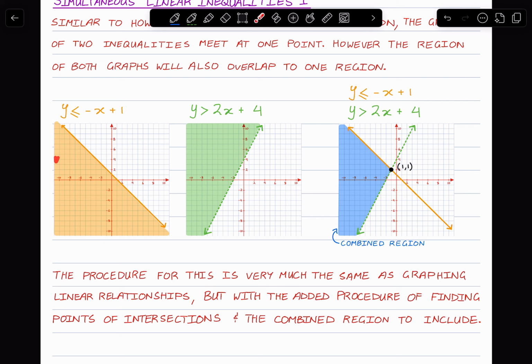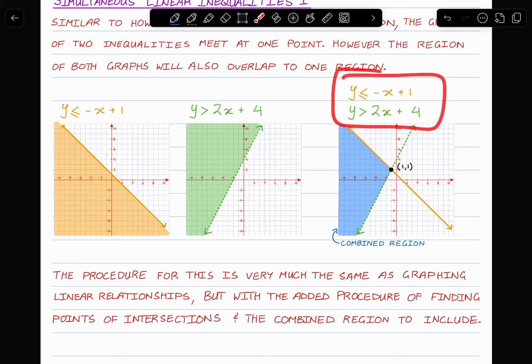So here's an example. Here's one in orange of this inequality. As you can see, the region is shaded below. This one is another region shaded above. And just to remind you, the line is solid if it's less than or greater than with equal to, and it's a dotted line if it's just greater than or just less than.